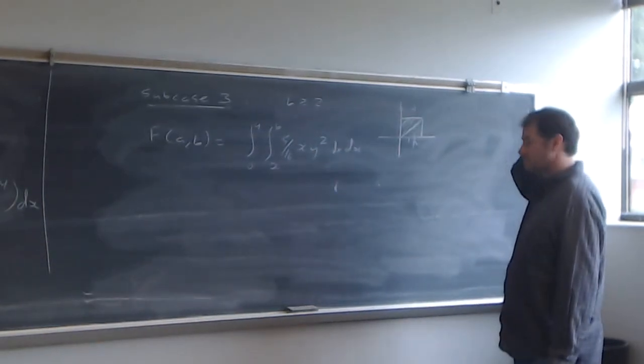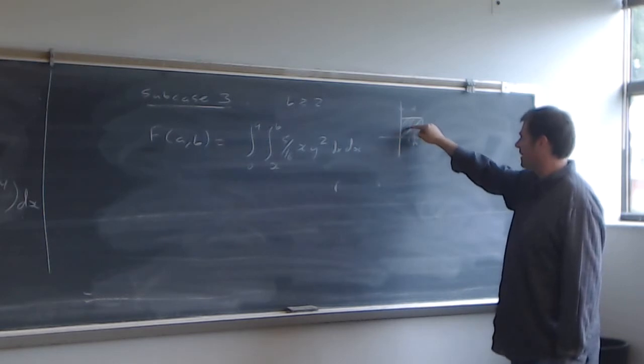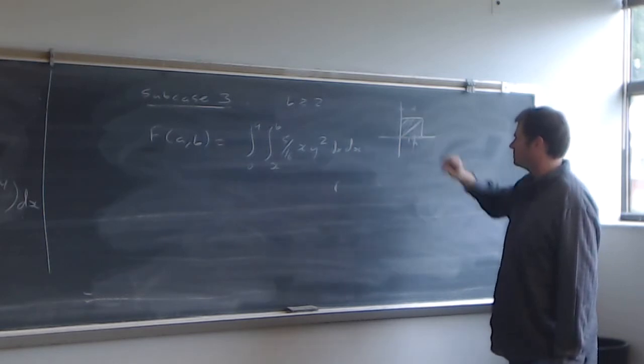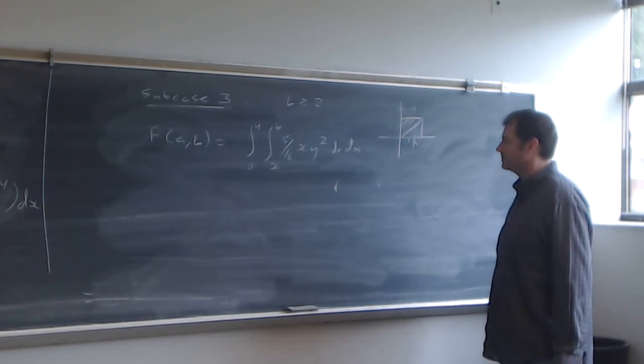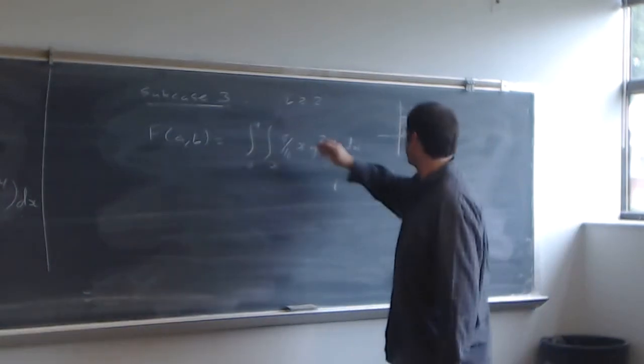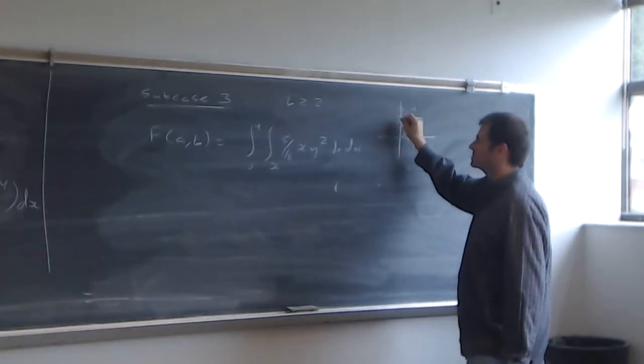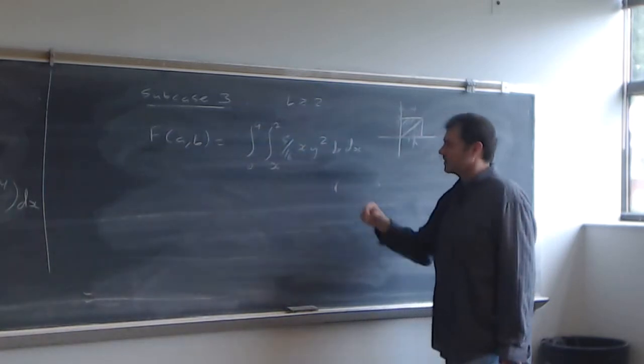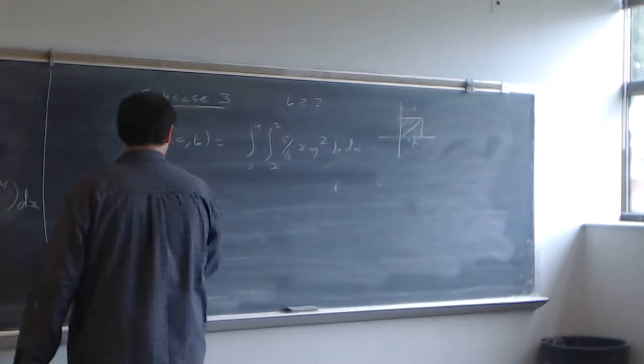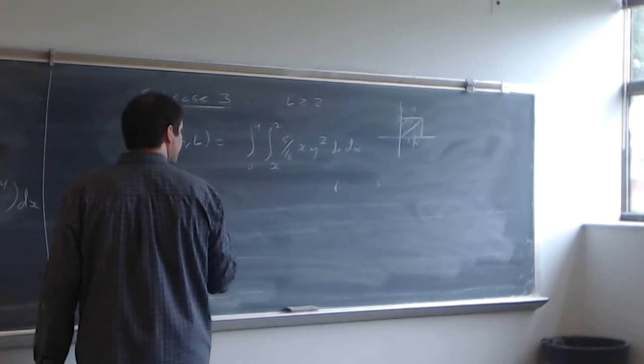That's what they run from. So for that x value, the y values run from x to b. But b here, I'm sorry, it's not b. It's 2. x to 2. And so that's what we've got to compute. Okay, so then we go from 0 to a.